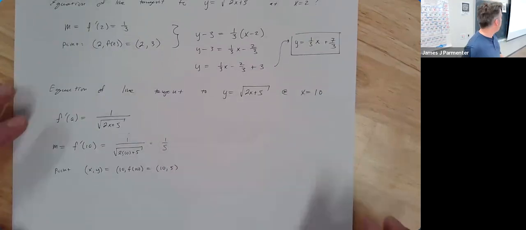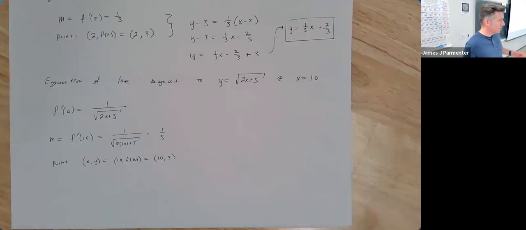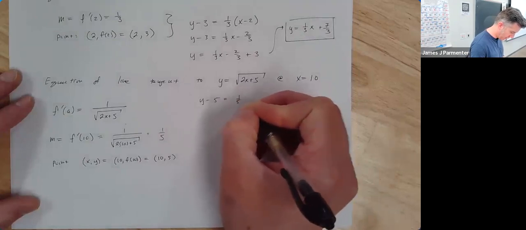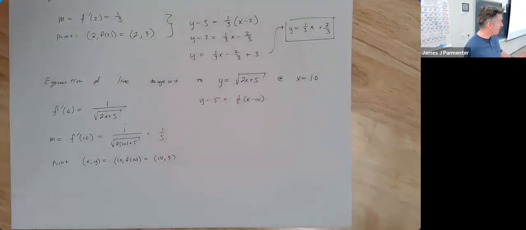And then, I'll do this one the other alternate way. So usually I would always use the point slope form. I would prefer to do y minus 5 equals 1/5 times x minus 10. But you might not like doing it that way.